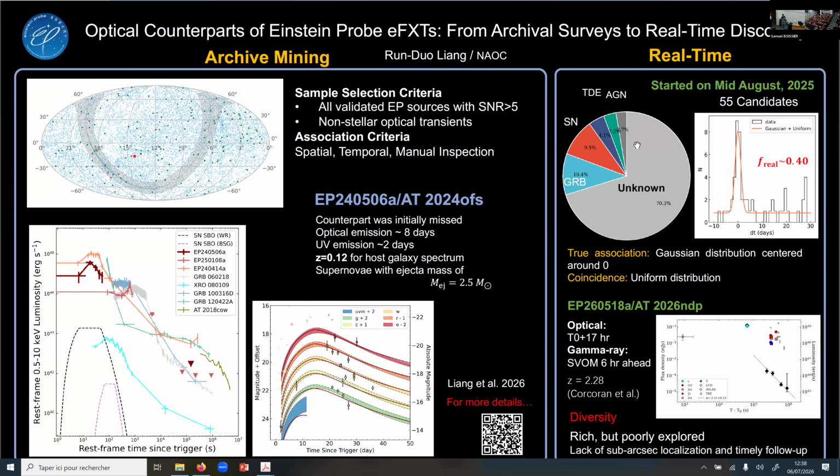So in conclusion, our work is maximizing the discovery of the diversity and the number of the FXT and its counterpart and enriching its population. So if you are interested in more details, you can come to my poster and discuss with me. So thanks for your attention.